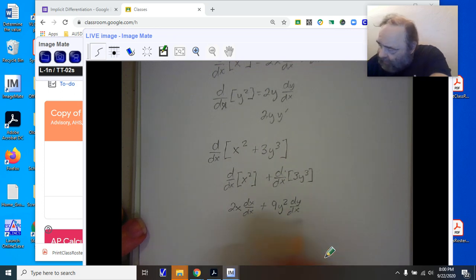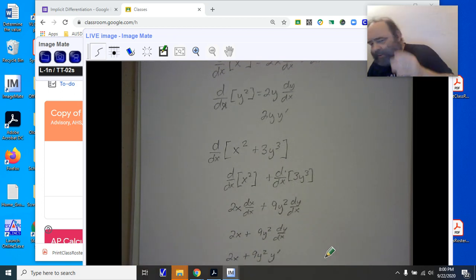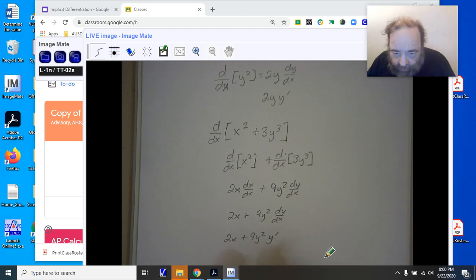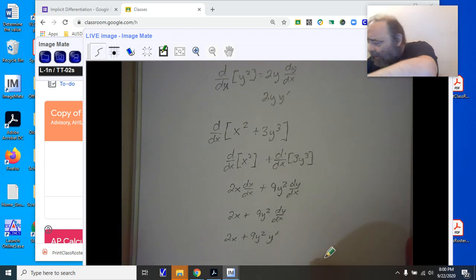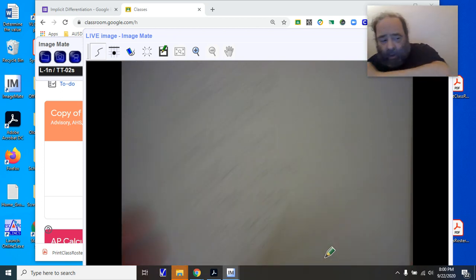Now, this is our answer unless we want to convert this and just say, this is really 2x plus 9y squared dy/dx, or as some people will put it, 2x plus 9y squared y prime. Now, you'll notice this second one has fewer letters. That's why people like it. Instead of having to put that dy over dx, they like to put y prime. Be aware the AP test is going to expect both. So here's a basic operation. We can do this with a sum or a difference.